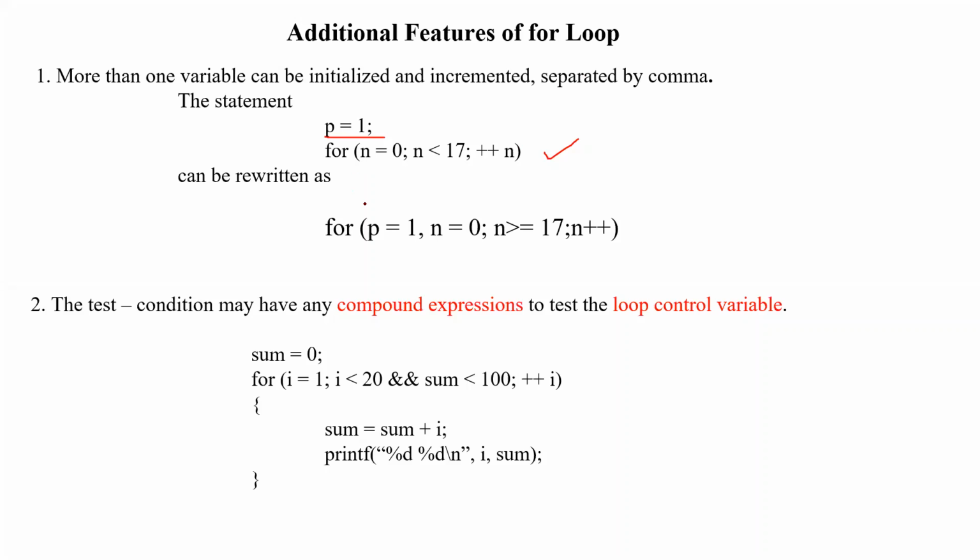Anyone? N, ma'am. N is the control variable. Got it? I'm just using a P variable. In the previous example, I had used both N and P. In this example, there is only one control variable, that is N. I'm initializing, then checking the condition, and then incrementing, but instead of writing it outside the for loop, I'm just mentioning the P variable inside the for loop condition.